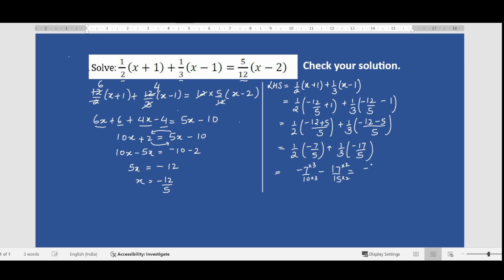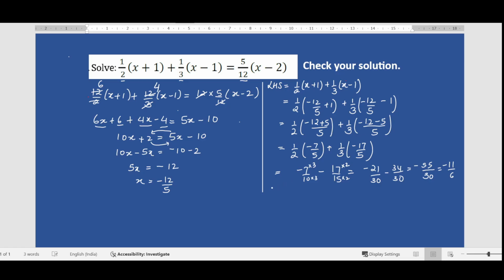So minus 21 by 30 minus 34 by 30. This is equal to minus 21 minus 34 will give you minus 55 by 30. Reducing it by 5 will get minus 11 by 6.